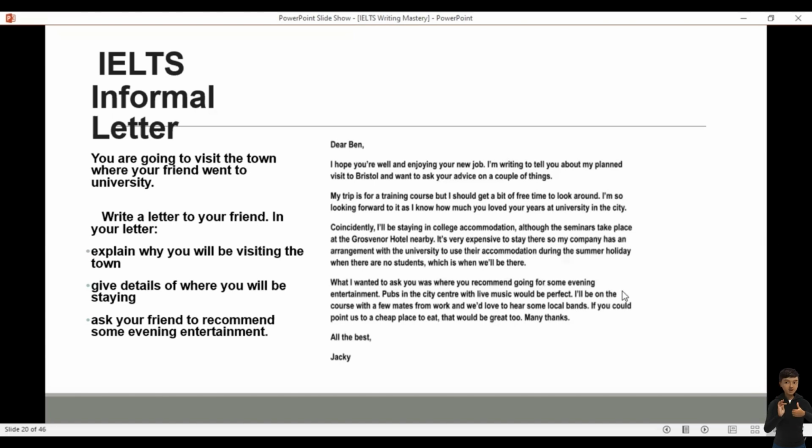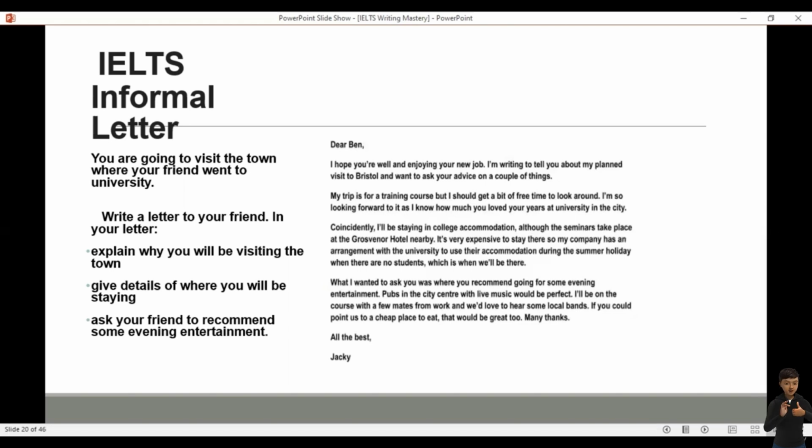Dear Ben, I hope you are very well and enjoying your new job. I'm writing to tell you about my planned visit to Bristol and want to ask your advice on a couple of things. This is the purpose, done. Now in paragraph two, I'm going to talk about my first bullet point, explain why you will be visiting. My trip is for a training course, but I should get a bit of free time to look around. I'm so looking forward to it as I know how much you loved your years at university in the city.